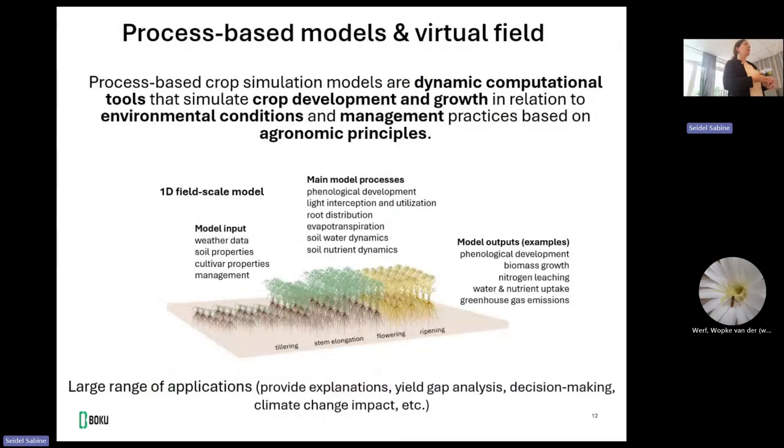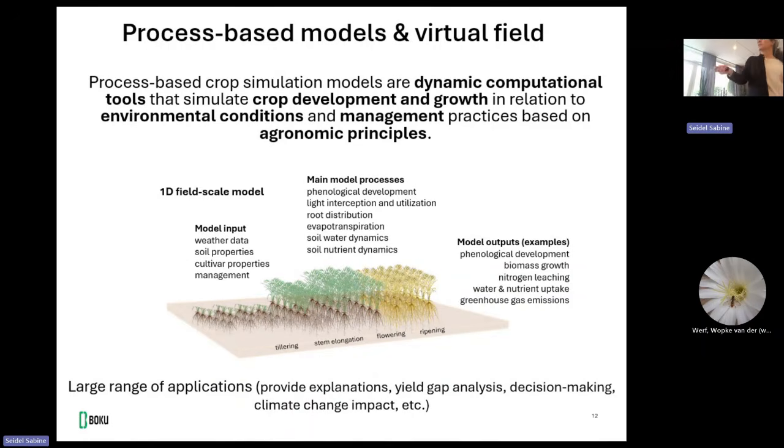Yeah? So they are usually one-dimensional, and they are used, for instance, for climate change impact studies. If you know these papers on the impact of climate change on wheat growth in 2100, often these kinds of models are used. But they can also be used to provide explanations, or for yield gap analysis if you compare potential with actual growth, or for decision making. There are also some decision tools.